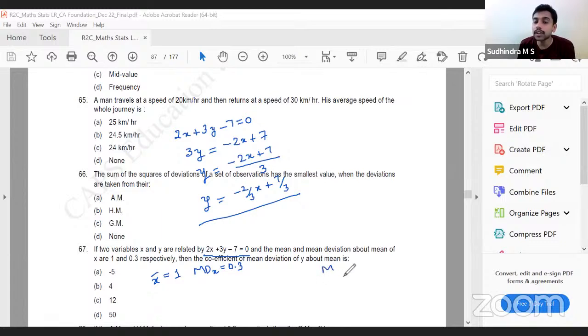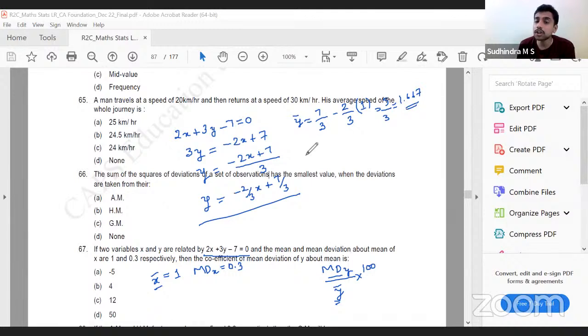Coefficient of mean deviation of y is mean deviation of y by arithmetic mean of y into 100. For which we want mean deviation of y and arithmetic mean of y. I know arithmetic mean of x. I know this relationship. Can I calculate arithmetic mean of y? Yes. Y bar is equal to a plus b into x bar. A is 7 by 3. B is minus 2 by 3. X bar is 1. So minus 2 by 3 into 1 is minus 2 by 3. 7 by 3 minus 2 by 3 is 5 by 3, or 1.667. This is arithmetic mean of y.